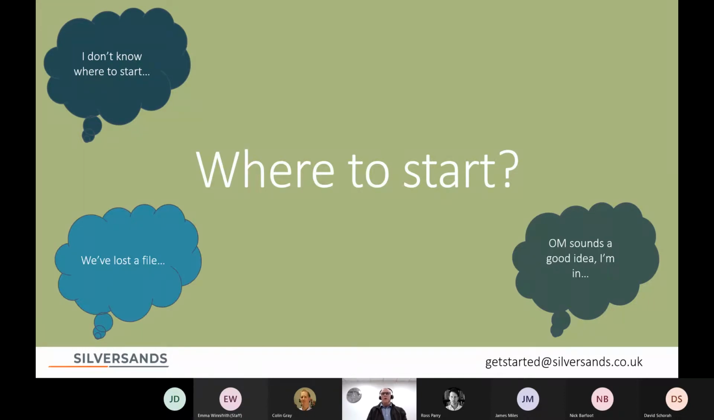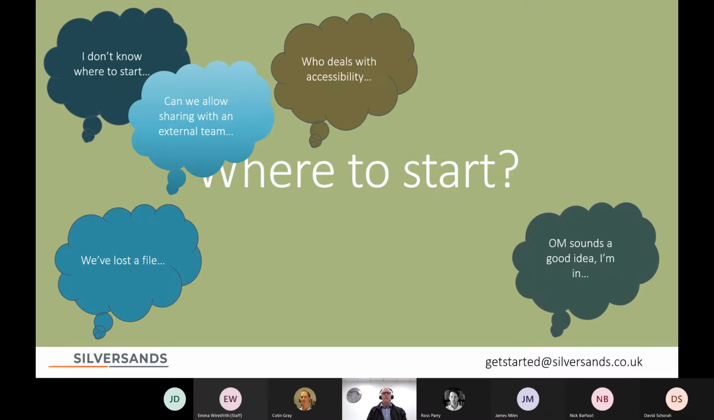I mentioned earlier, we might have lost a file or we might have lost sensitive data. We might get asked a question, can we allow external sharing? It might be a question that you've already asked as an organization. If you get it for the first time, how do you start bringing together the team to start having that conversation?